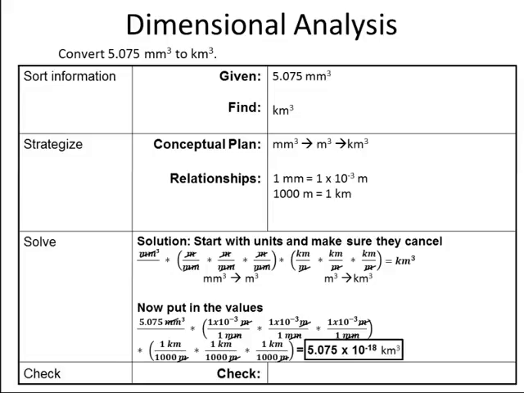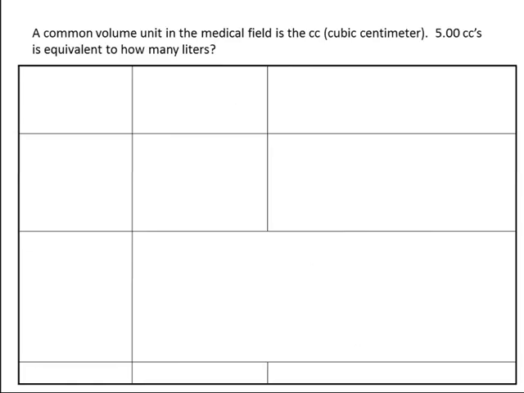Now, does that make sense? Let's check it. Well, would I expect to have a smaller kilometer than I would a millimeter? Sure. If I'm starting with millimeters, that's really small in comparison to a kilometer. So to get those roughly equal, I have to have a really small amount of kilometers. So it makes sense.